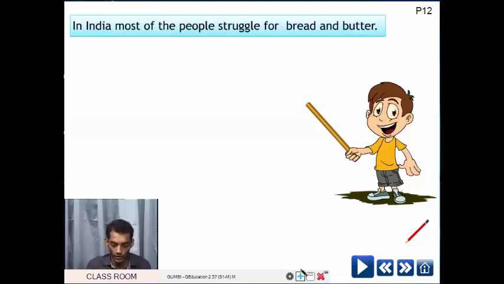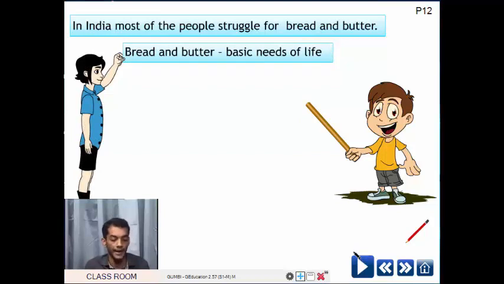So, look at the idiom bread and butter. In India, most of the people struggle for bread and butter. It means basic needs of life. It has nothing to do with bread and butter, right? Bread and butter means basic needs of life. Understood? Yes. Good.